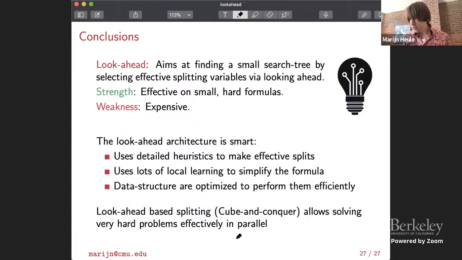So it's important that we have these effective splits. And a very important aspect of this is the local learning, which I discussed. Something I didn't have time to discuss is that you really need to massage your data structures in order to do this all efficiently. But this is one of the key things to make look-ahead effective in practice. Okay, that concludes my talk.